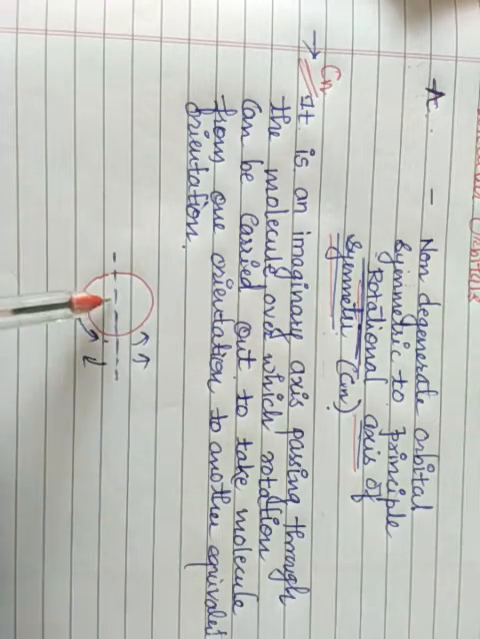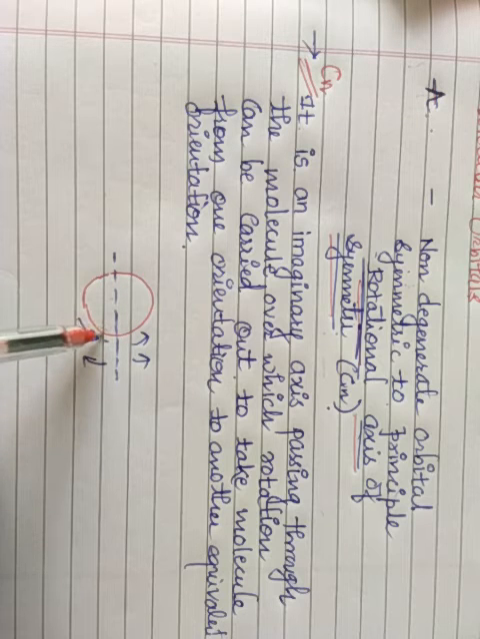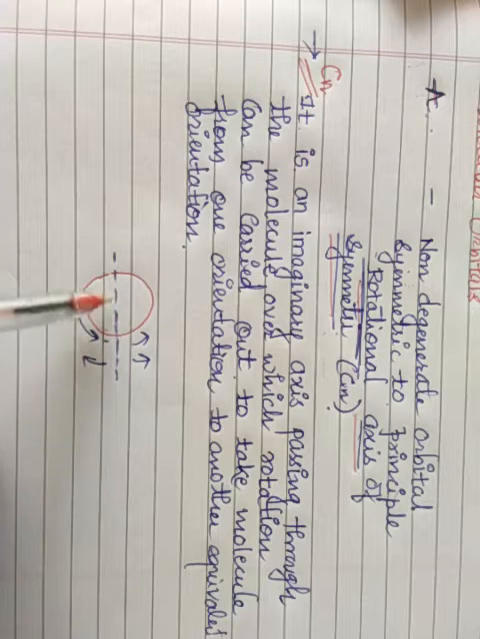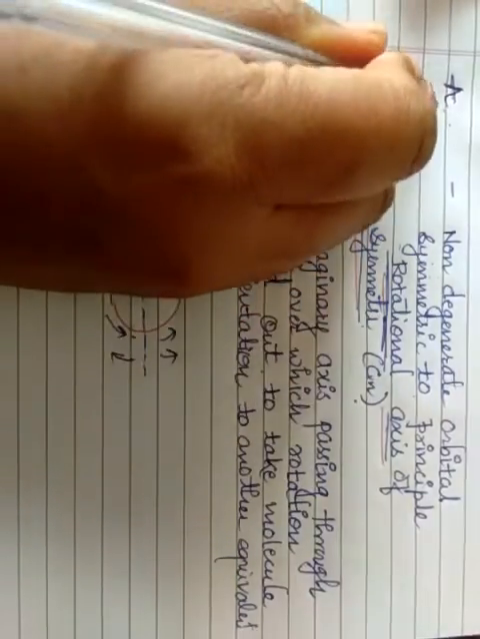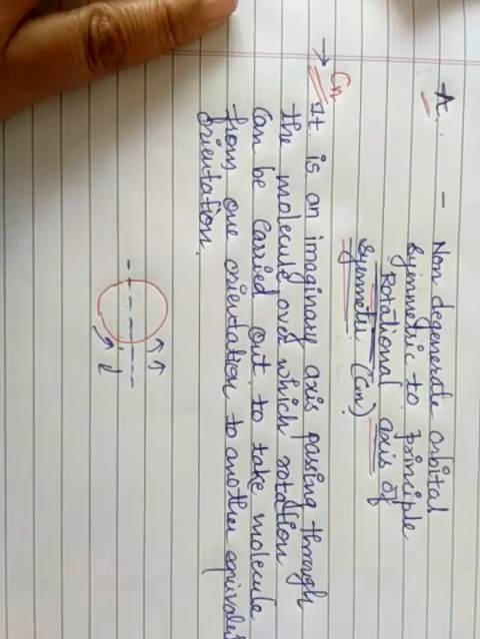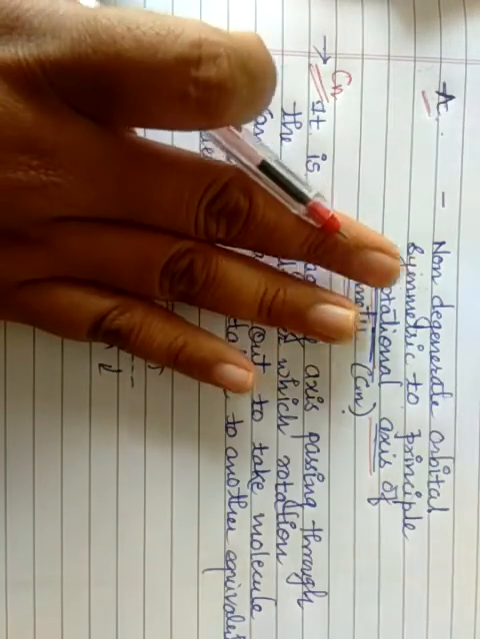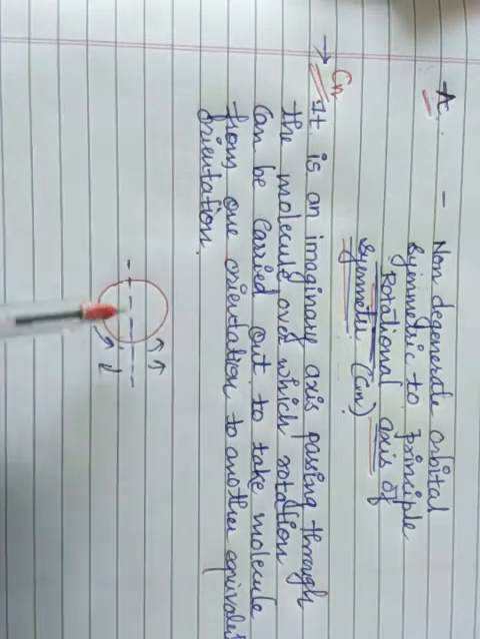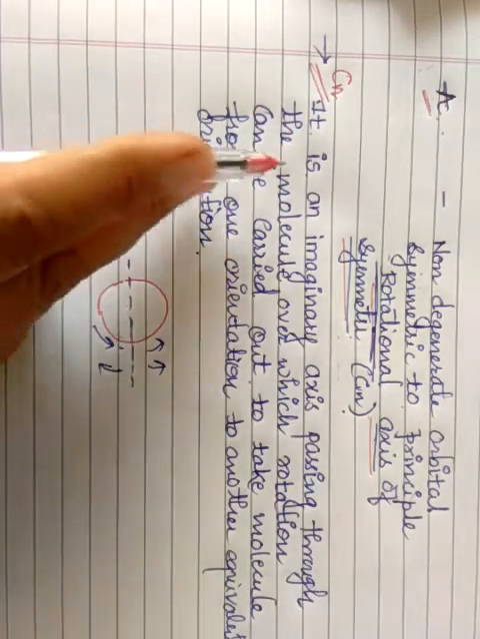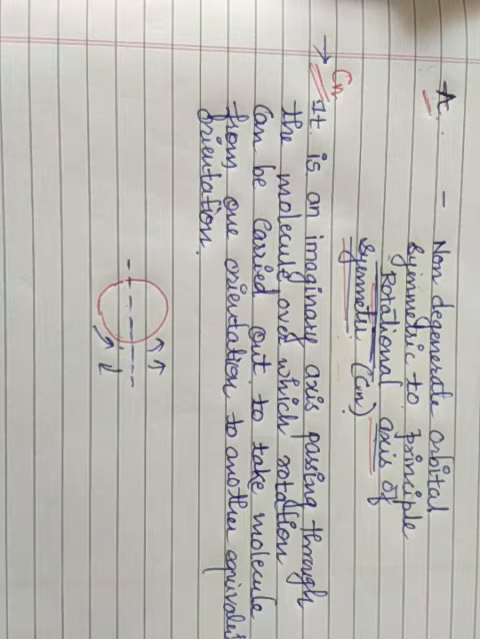The rotational axis of symmetry, I have told you, brings the molecule to an equivalent position, the same as itself. We have to draw an imaginary line or imaginary axis passing through the molecule, over which rotation can be carried out to take the molecule from one orientation to another equivalent orientation. This is about the symbol A. I hope you understood about the symbol A: a non-degenerate orbital symmetric to the principal Cn. Cn means what I have already told you; it is the molecule which is symmetric to this rotational axis of symmetry.